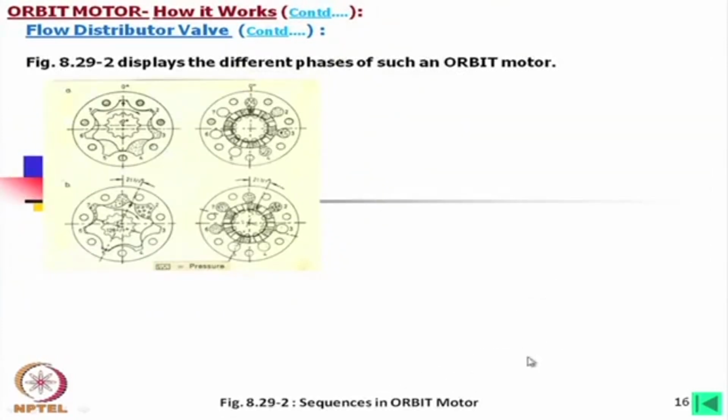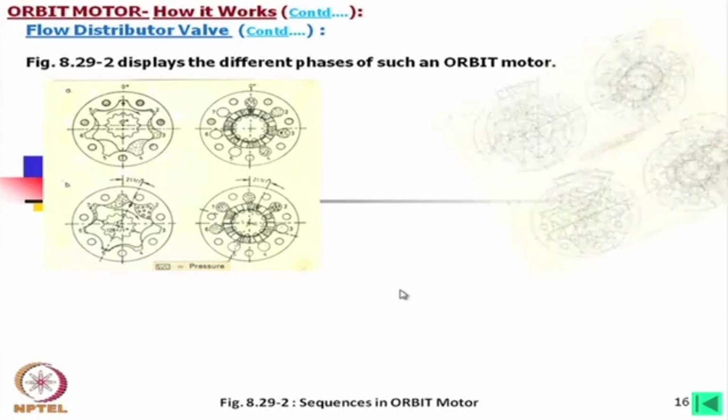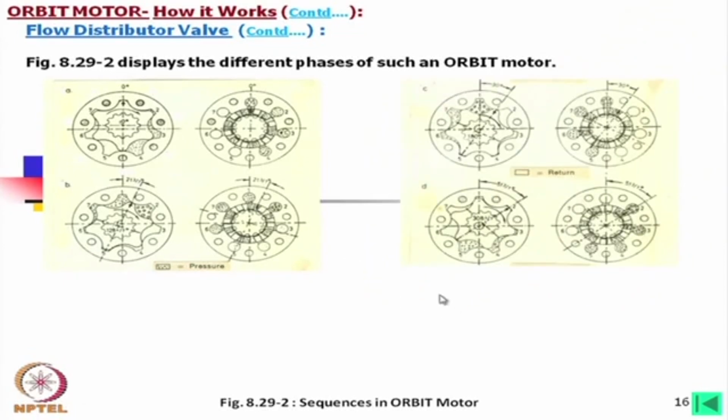Now, here I have shown the different phases. So, you can see what is connected to which groove. Here is the star and gear, and here is the valve and their connecting ports. If you study this very closely, the sequences will be understood.